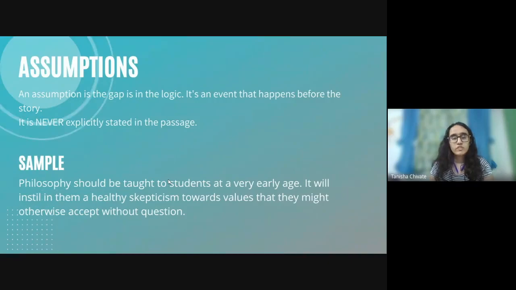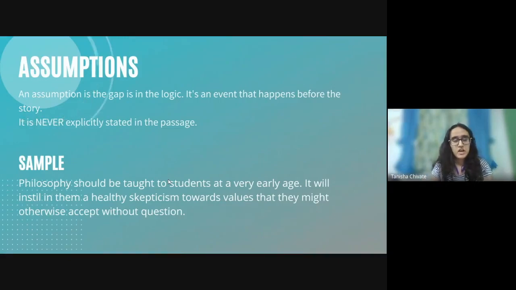So basically, the author assumes that whoever's going to read this already knows certain information. Understand this: assumptions are never explicitly stated in the passage. Before I sit down to write an article, I have certain assumptions in my mind that people already know this. If I just say Article 14, I assume that people know at least something about Article 14 of the Indian Constitution.